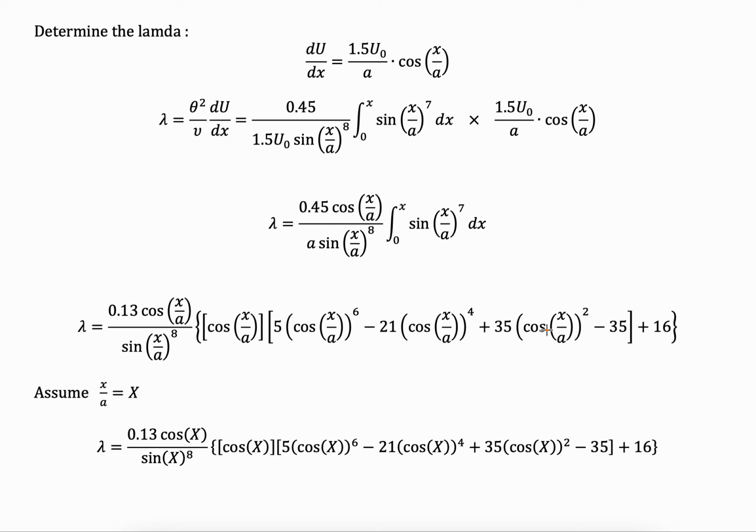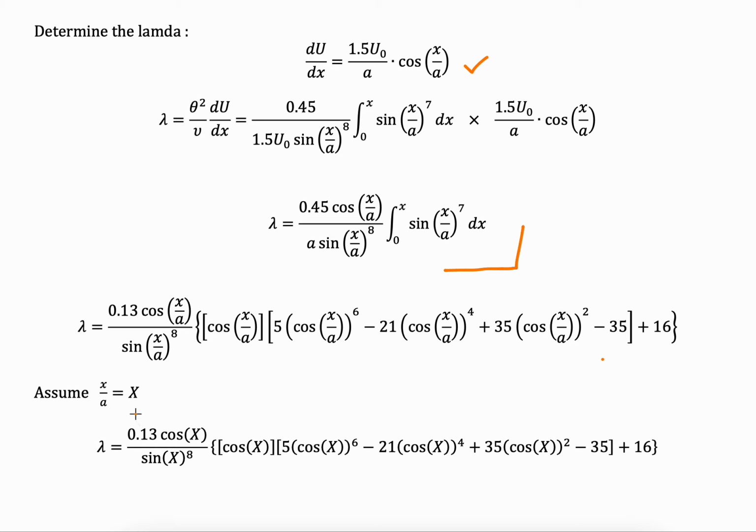So we determine the lambda. It is following the same steps actually. So we have du/dx equal to this one, and then we substitute everything. Finally we could get the lambda here, and then to simplify, you could have the lambda as this one.